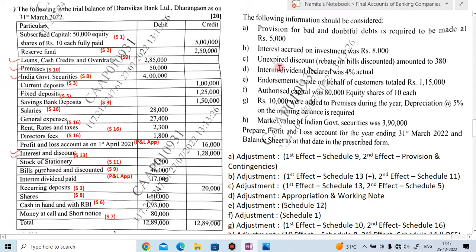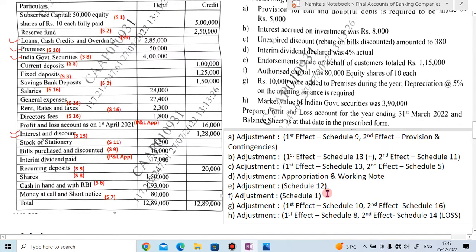Okay, then expired discount, which is also called rebate on bill discounted. So 2 effects: first effect in schedule number 13, and second effect in schedule number 5. Then interim dividend declared was 4% actual. Now this adjustment we have to post in appropriation under balance in profit and loss account, and there are some working notes to be made for adjustment number D. Then adjustment number E, endorsement made on behalf of customers. This will have only 1 effect in schedule number 12.